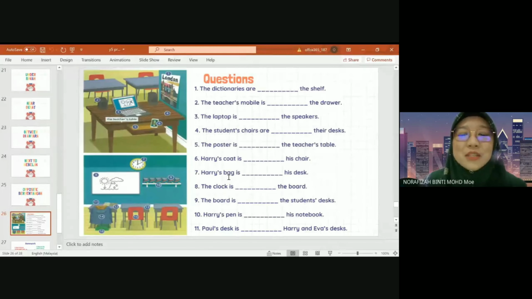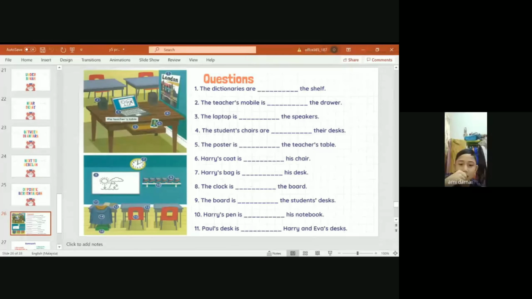Number seven, Harry's bag is, okay, this one is the bag. His desk. Oh, ni senang sangat. Harry's bag is there. So benda apa ni? In, on, under, near, between, next to, opposite. Under, yes. Thank you very much. Under. Thank you very much. Yes.